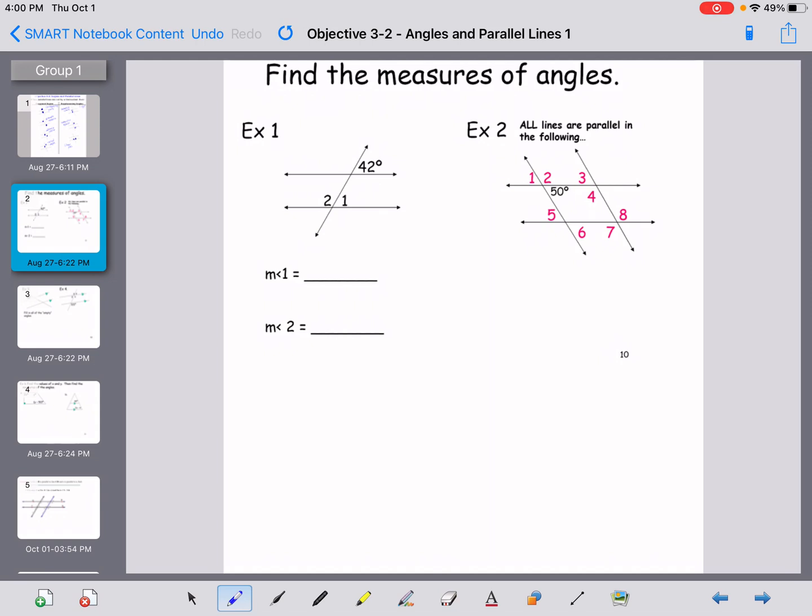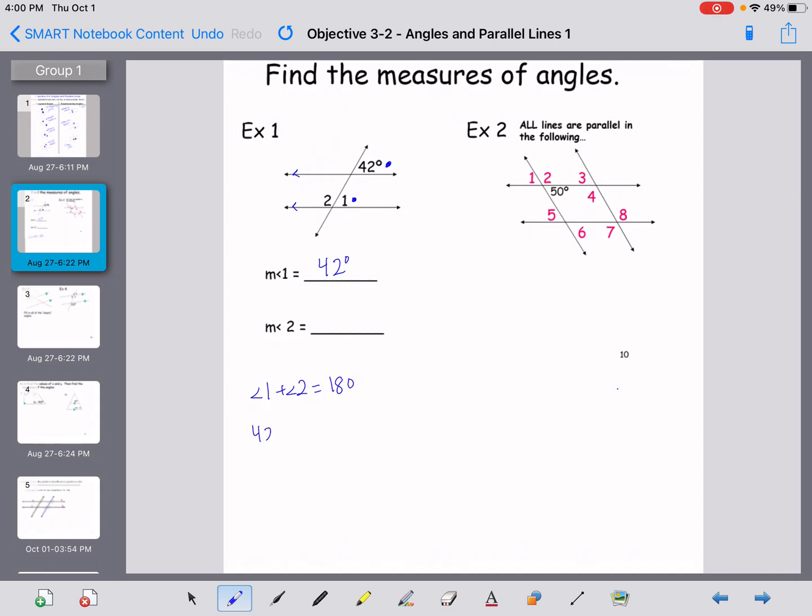If we want to find the measures of all of these angles, now these lines are parallel, and so we know that the corresponding angles are congruent. So that means angle 1 and 42 are corresponding. So angle 1 would be 42 degrees. Now, when we look at the relationship between angle 1 and angle 2, we can see angle 1 and angle 2 make up a linear pair. That means angle 1 plus angle 2 equals 180 degrees.